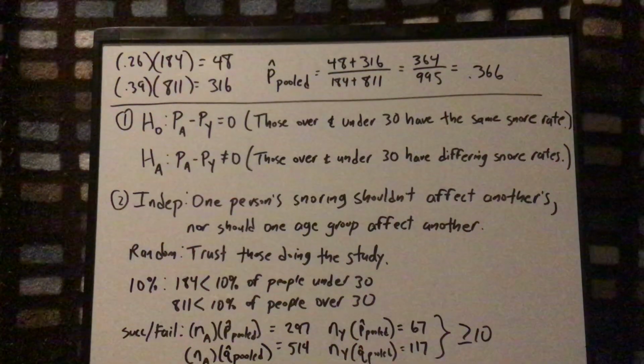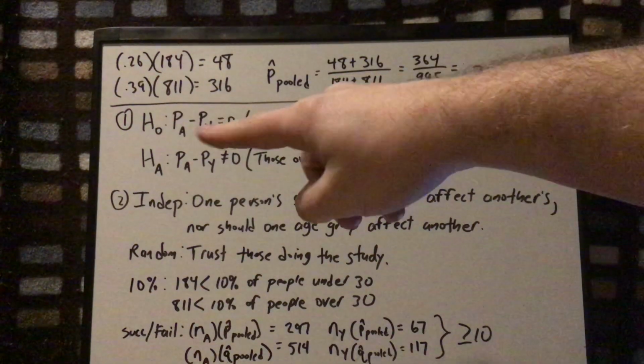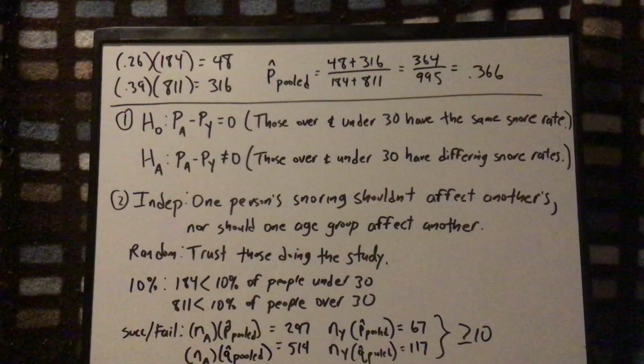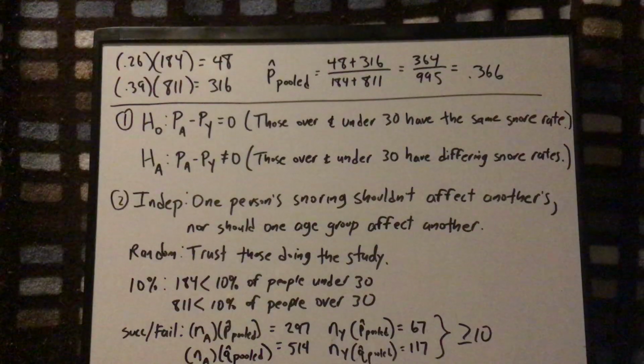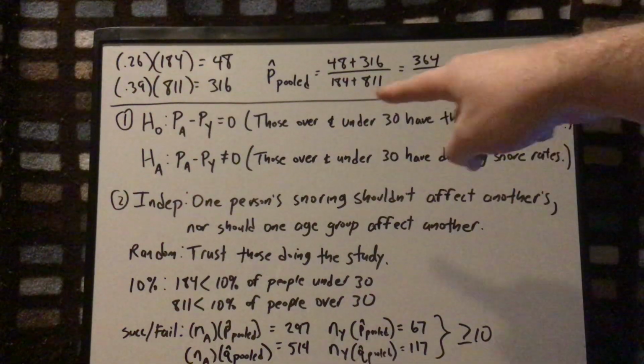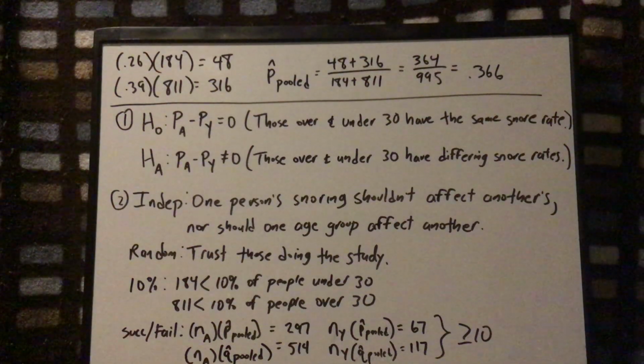If I don't think that that's true, then I would go with the alternative. The alternative is that if I subtract the two of them, I get something that's not 0. Now, since I just wanted to see if there was a difference, once again, this is a two-sided test. It's possible that could be a greater than or less than in different problems. But in this particular problem, I just want to see if young people are different from old people. And if that's the case, when I subtract them, I won't get 0. So I put in English what that means. The symbols mean, in the context of this problem, that those over 30 and those under 30 have differing snore rates in the population. All right, so that's my null and alternative hypothesis.